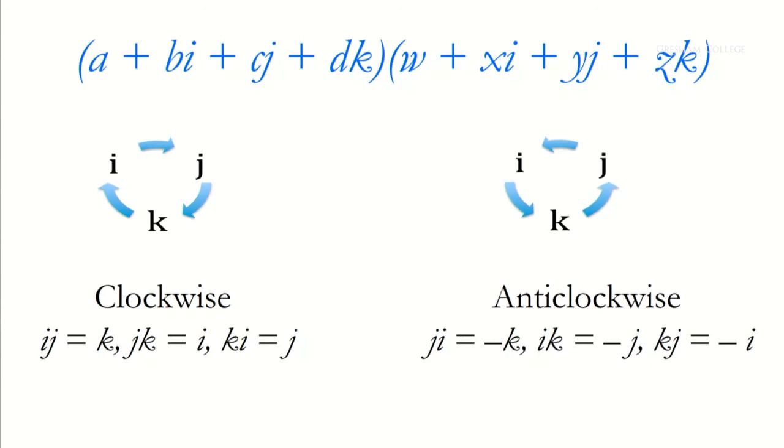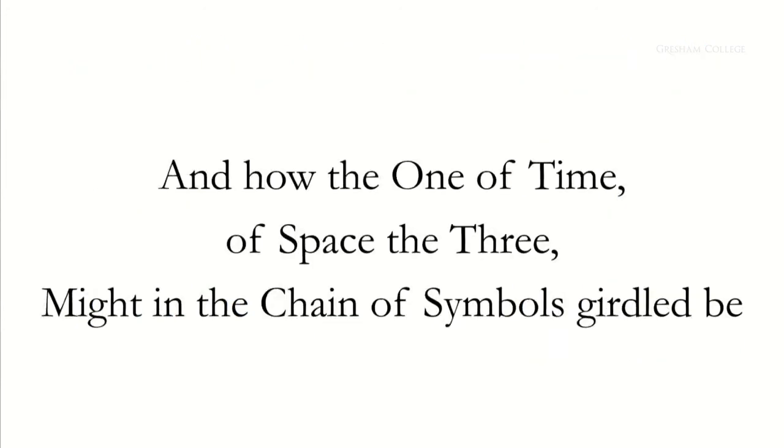All right. And he was very pleased with this. He even wrote a little poem about it, saying of how the one of time, of space the three, mighty in the chain of symbols girdled be. And although they didn't become as popular or widespread as Hamilton wished they would be, they were important, for example, in the development of vector analysis.